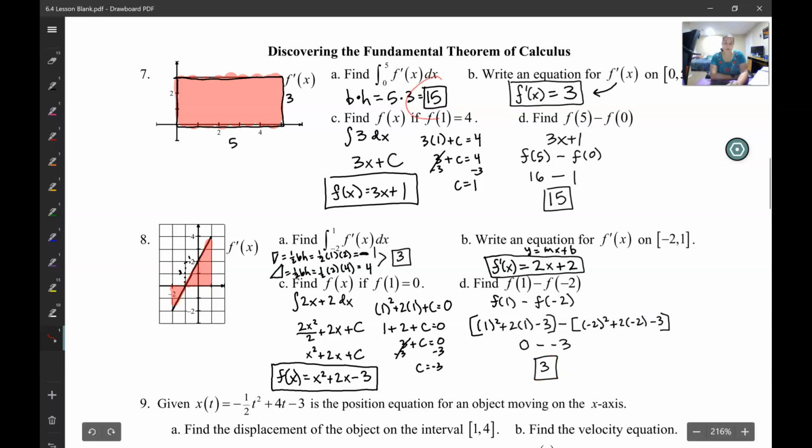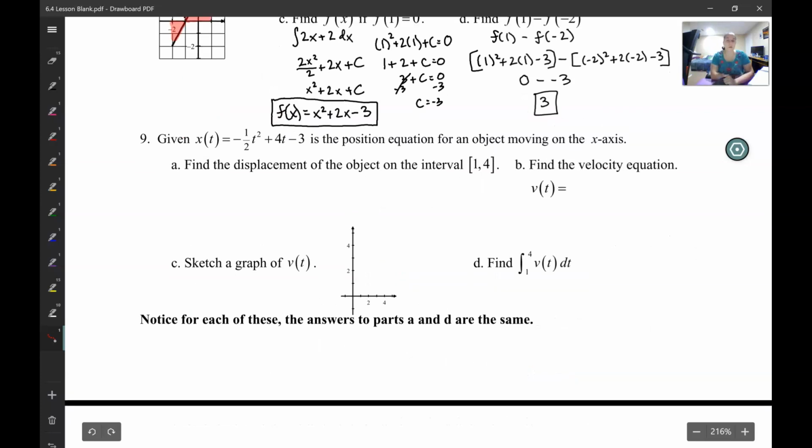Now you'll notice so far that A and D are the same answer. So we're going to try one more example of this to make sure this works and see if we can form a theorem from these three examples.